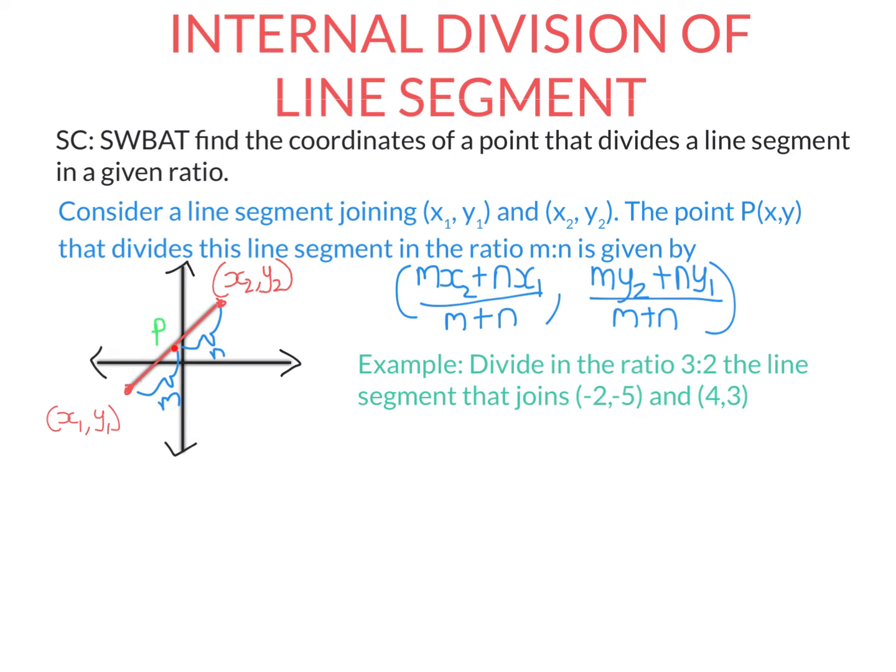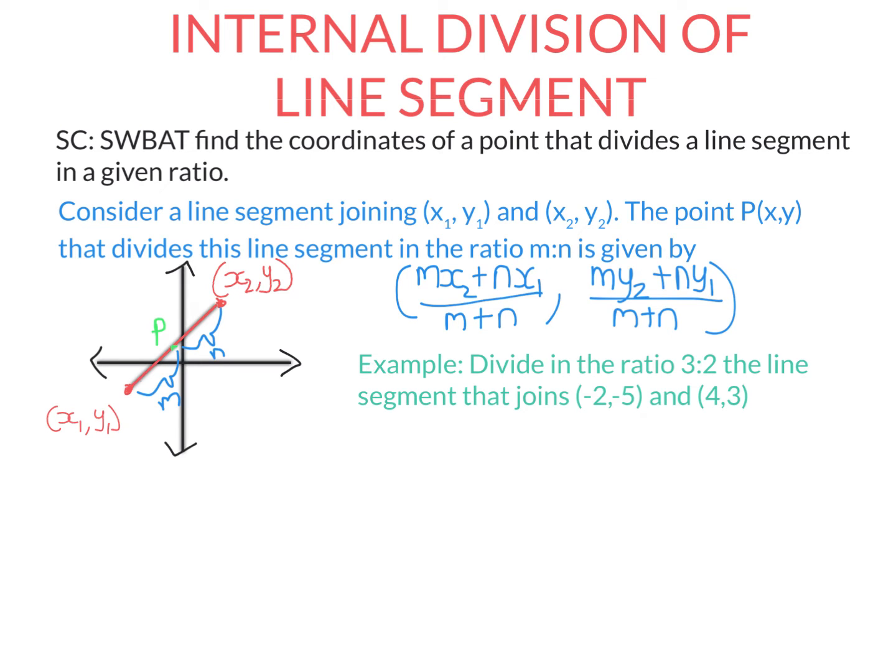We want to find the point P somewhere along this line segment that divides it in the ratio m to n. So this distance here is represented by m. This distance here is represented by n. So this is the formula we use. Remember, we're finding a point P, so it has an x coordinate and a y coordinate.